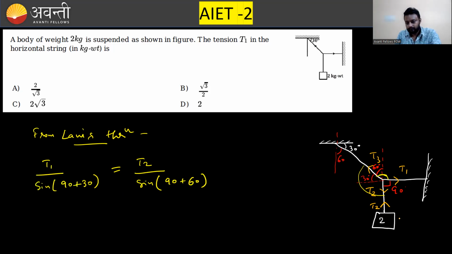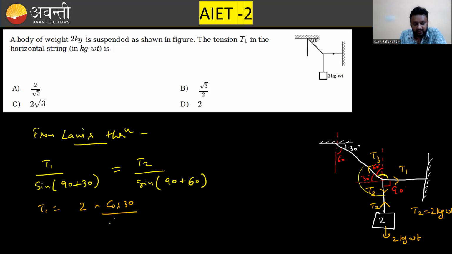Now you can calculate T1 because we know T2. How do we know T2? From this diagram, this is 2 kg weight. And from the free body diagram, you can see that T2 is equal to 2 kg weight. So if you know T2, then T1 will be 2 into sine 90 plus 30, that is cos 30, divided by sine 90 plus 60, that is cos 60.